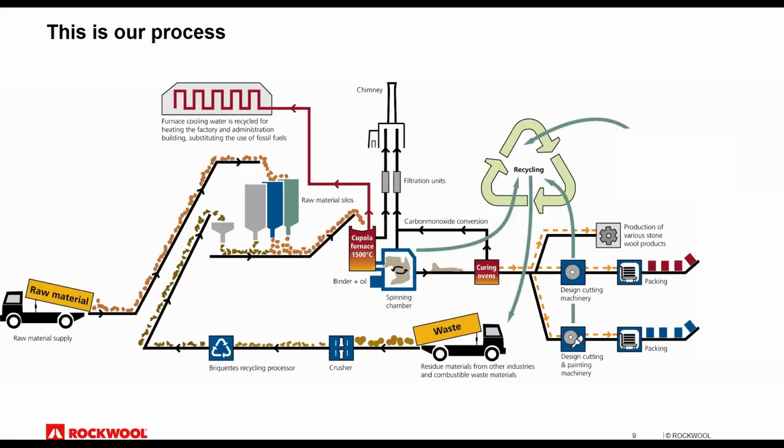This is our process. We make our products. Basically, we have raw material, primarily stone, basalt stone, and we will also mix this with melt. We put it through our cupola furnace, or we have other types of furnaces too. We have a spinning chamber where we make cotton candy, if you will, out of stone. We add binder and some repellency agents. We cure it, and we cut it, and that's basically how you make stone wool insulation. It's not rocket science, but still it sort of is.